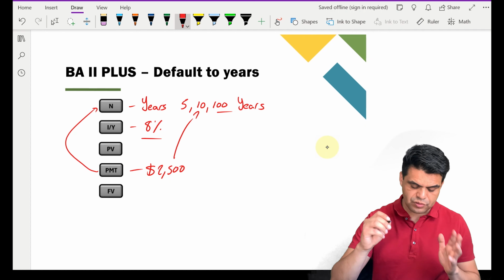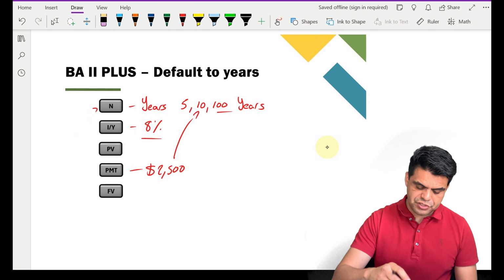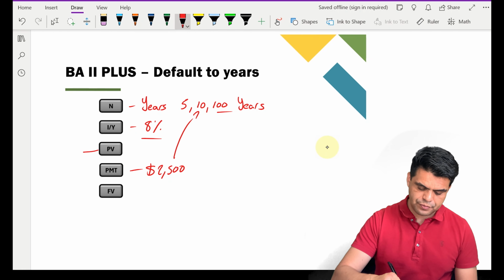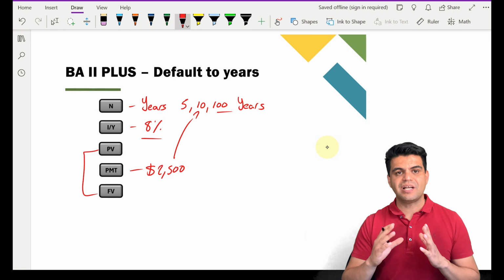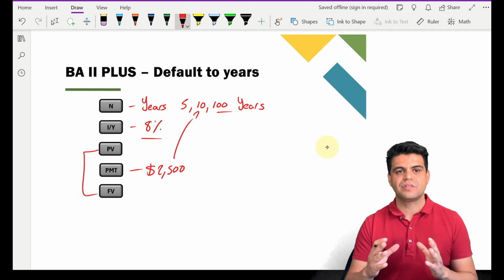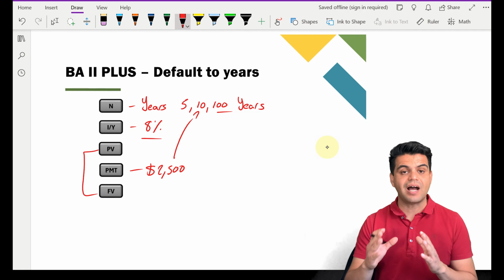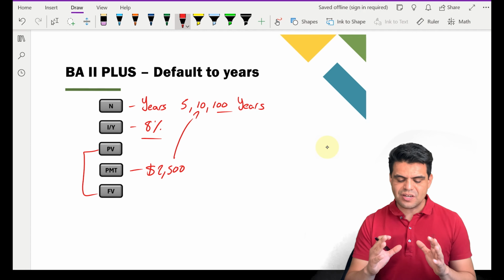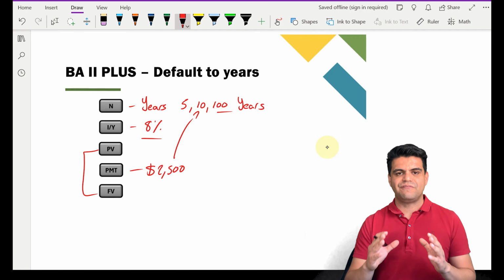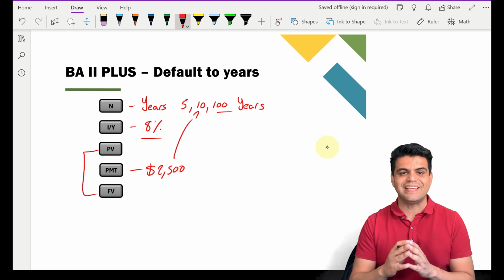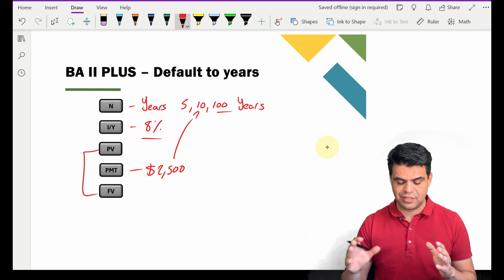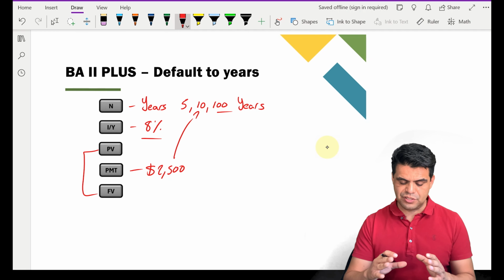Lastly, I want to leave you, before I move on, these two, present value and future value, because they're one-time events, and I'll show you this in the timeline that I'll do next. These are not really impacted by the fact that the TI BAII Plus is defaulted to 2 years, okay? So you don't need to worry about that for these two terms.